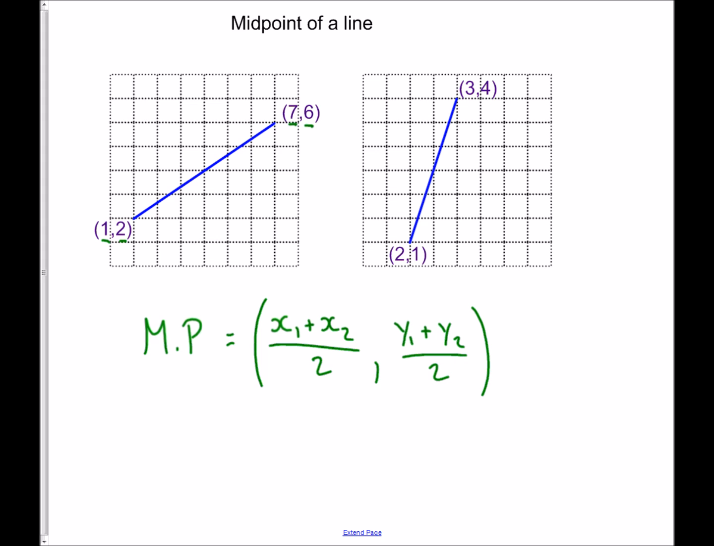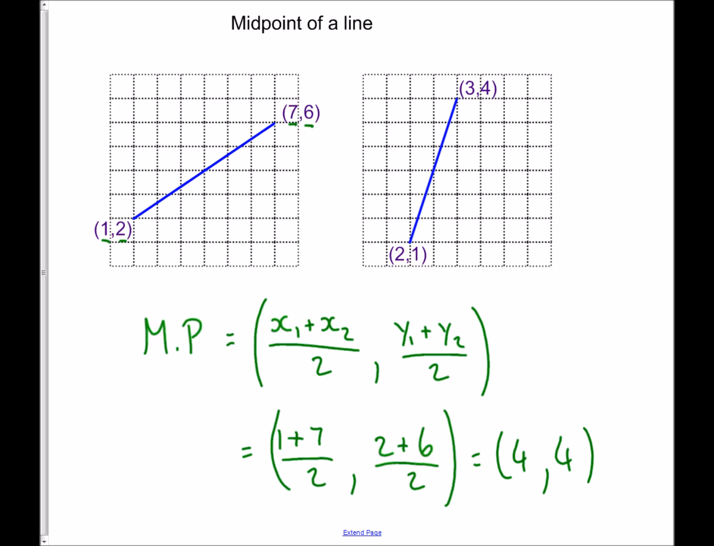So in this case, my midpoint would be equal to my first x number, well that's 1, plus my second x coordinate, well that's 7, divided by 2. And for my y's, I'd have my first y coordinate as 2, plus my second y coordinate, which is 6, over 2. And then you can quite quickly see 1 plus 7 is 8 divided by 2, so that's 4. And 2 plus 6 is 8 divided by 2, and that's 4.